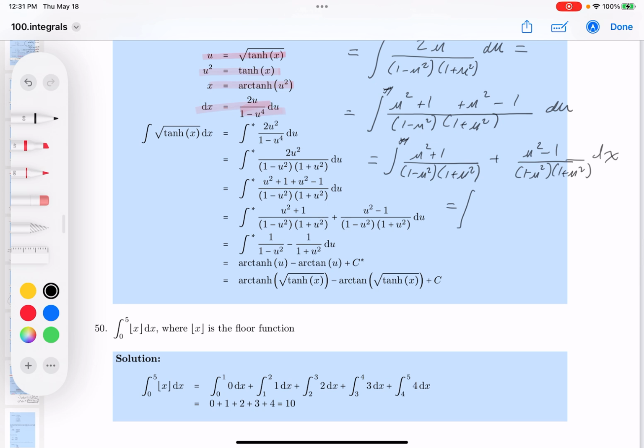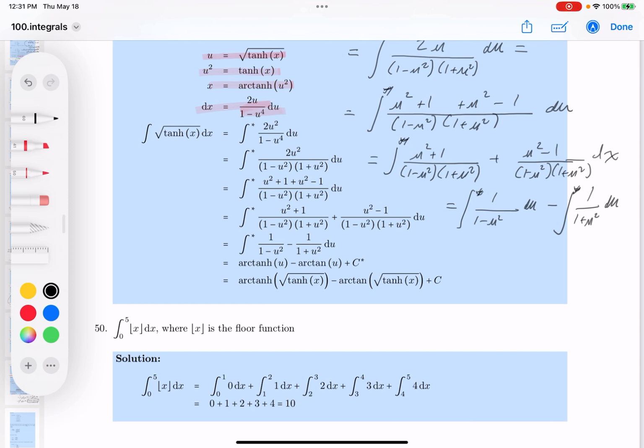Well, I'm seeing the first one. It's not that bad, is it? It's 1 over 1 minus u squared du. And next one's going to be plus. Not plus, is it? Because when that reduces, it's going to be minus 1 over 1 plus u squared du. I certainly recognize both of those now.